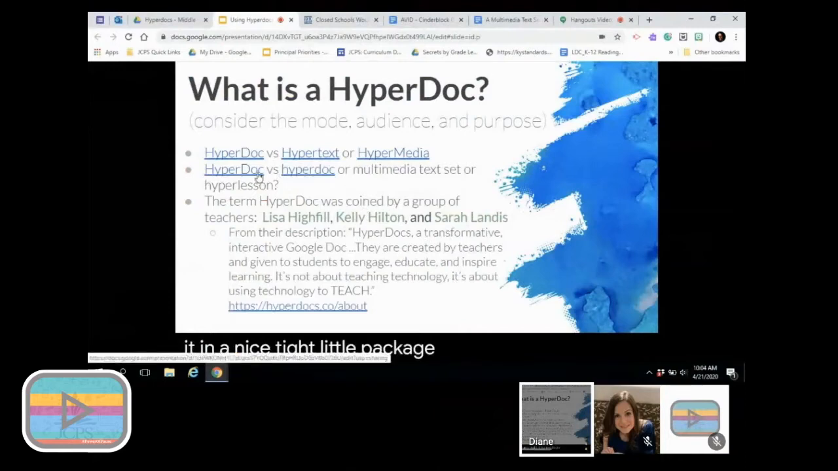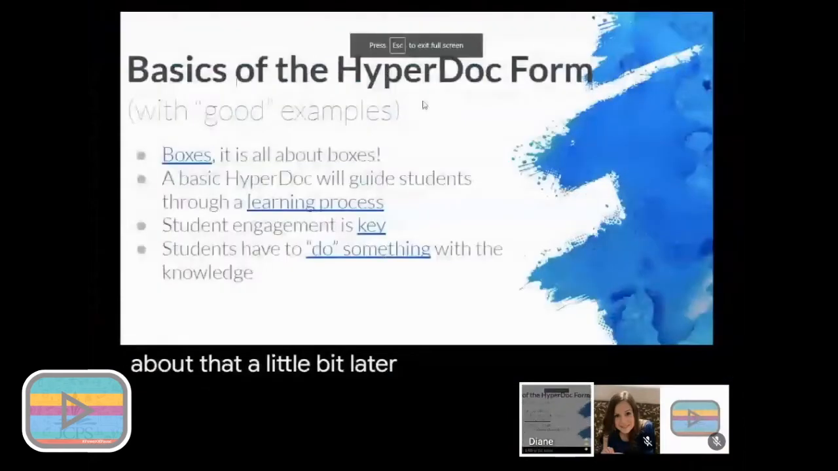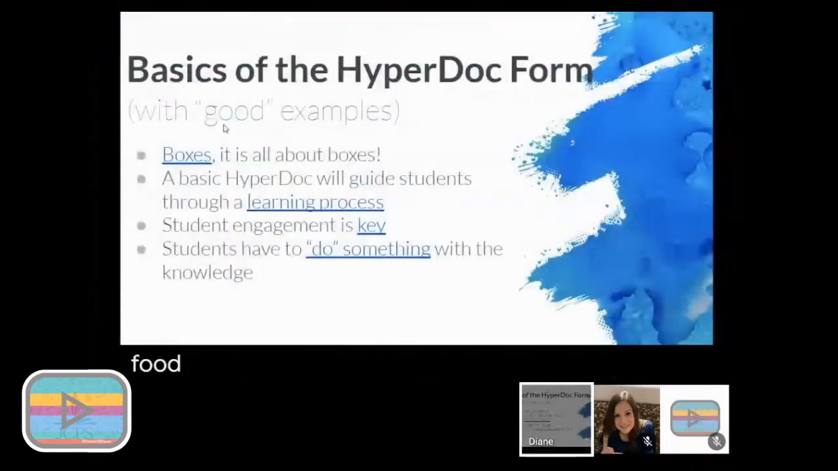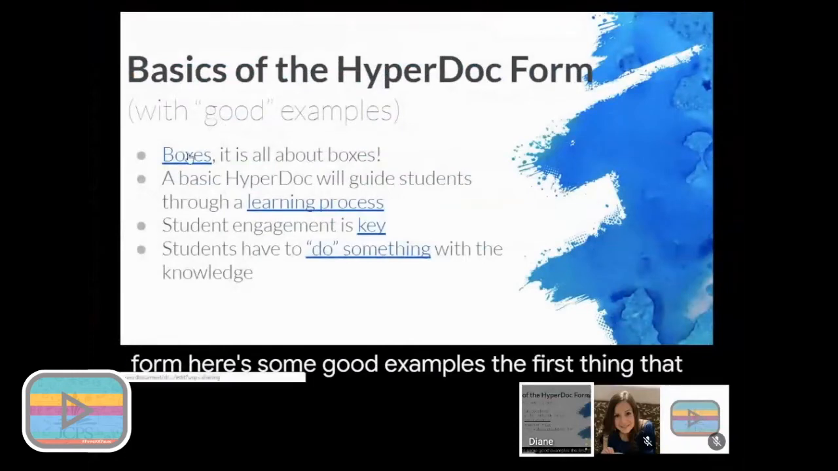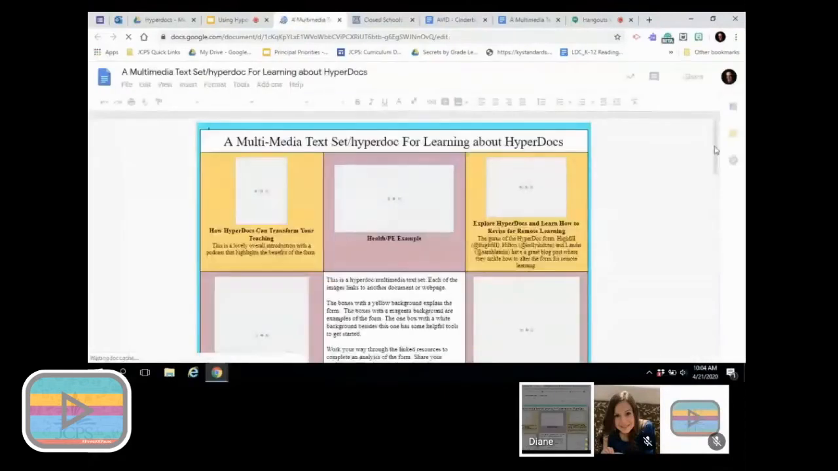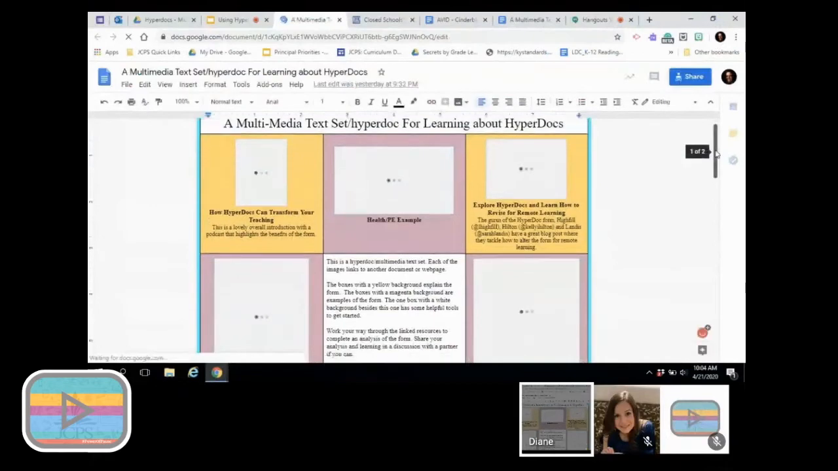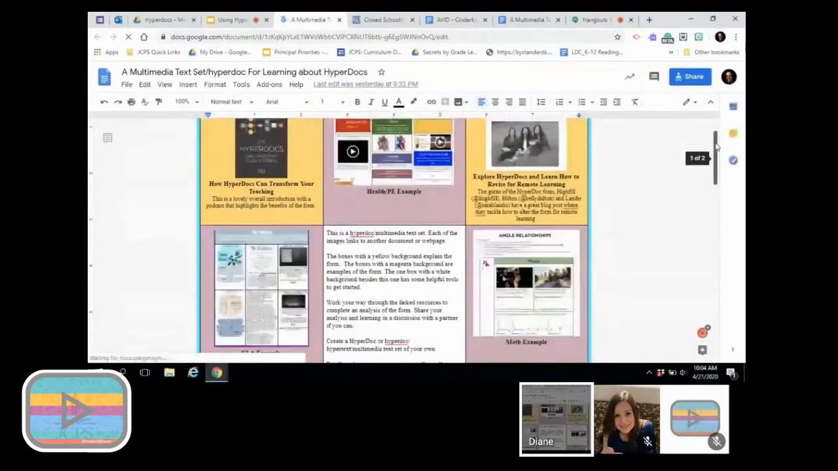They make a distinction between a Hyperdoc and a multimedia text set. We'll talk about that a little bit later. So let's look at the basics of the Hyperdoc form. Here are some good examples. The first thing that you'll notice about Hyperdocs is boxes. It's all about boxes. So the boxes usually guide the students to do something.